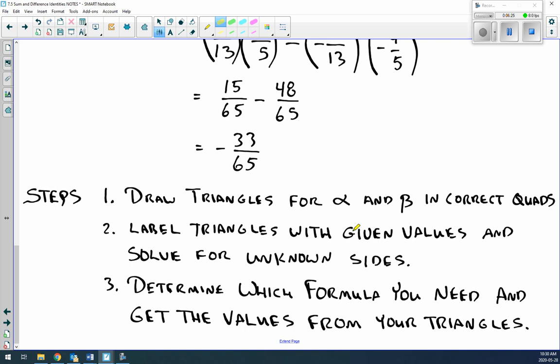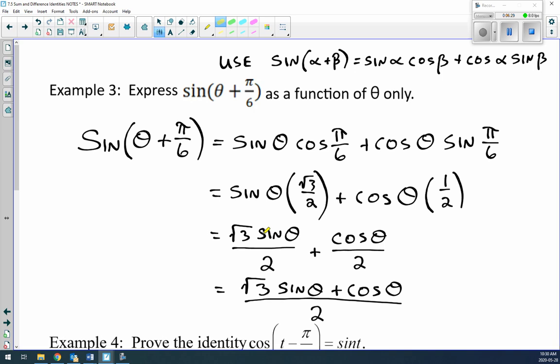Okay, last example, example number 3. Oh, sorry, 2 examples, example 3 and 4. I should probably learn to read. Okay, express sine of theta plus pi over 6 as a function of theta only.